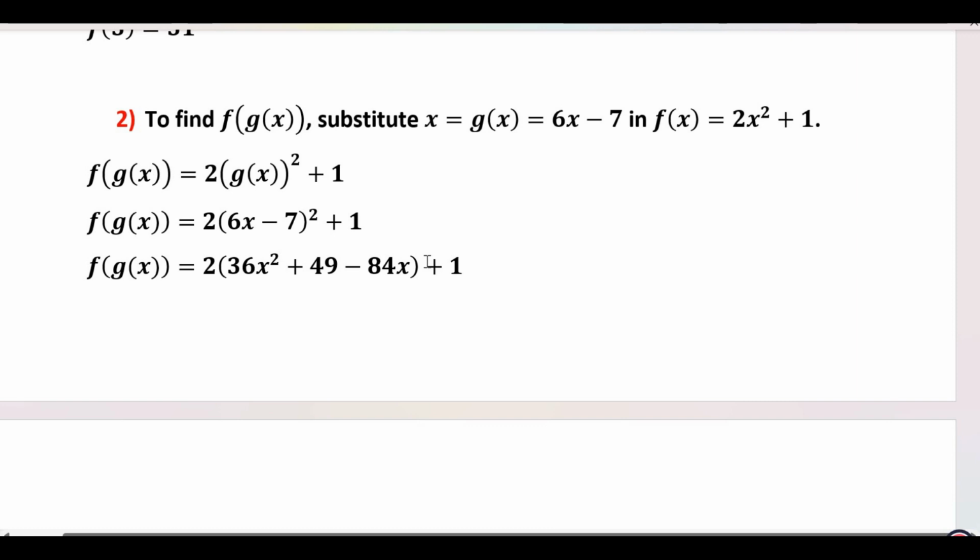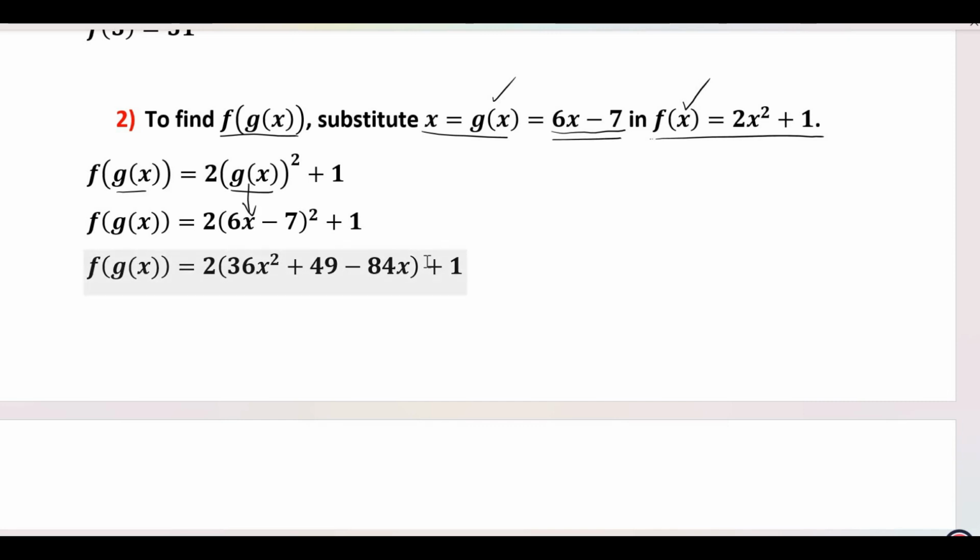In part 2, we have to find out f(g(x)). So we replace the x by g(x), which is given by this, in the function f(x) = 2x squared plus 1. So we replace this x by g(x). Wherever you have x, you just replace it by g(x). And then we know the value of g(x), which is 6x minus 7. So we replace its value.